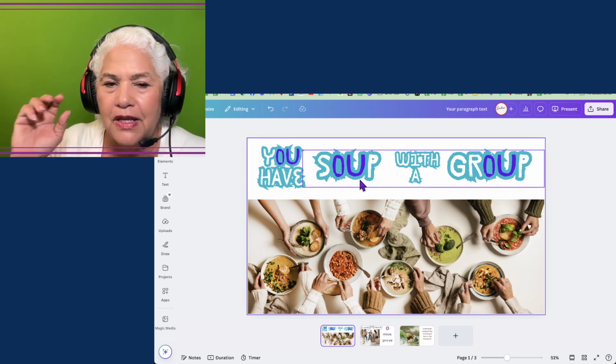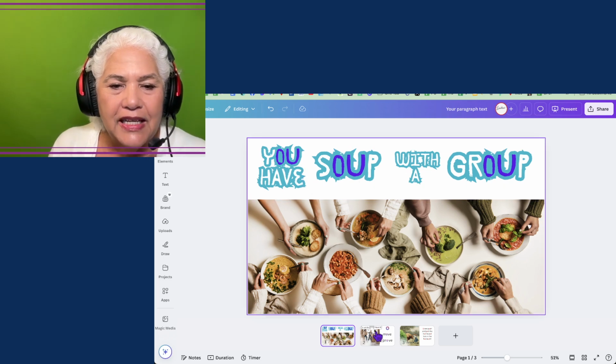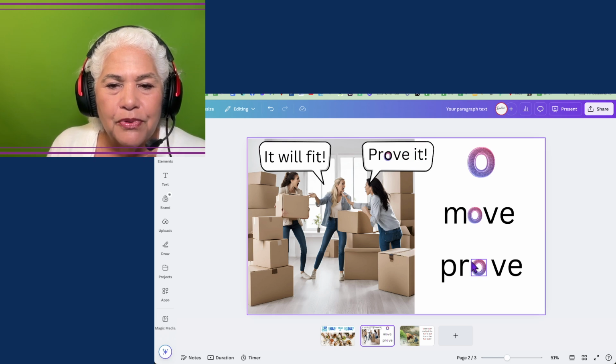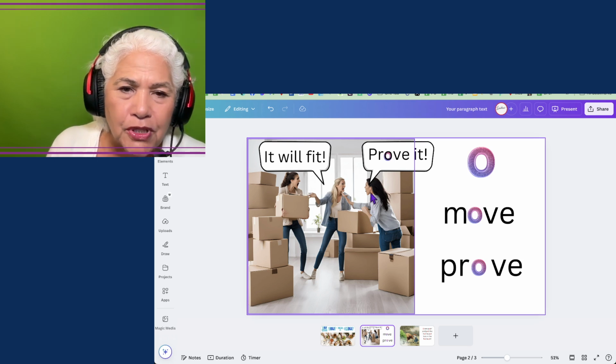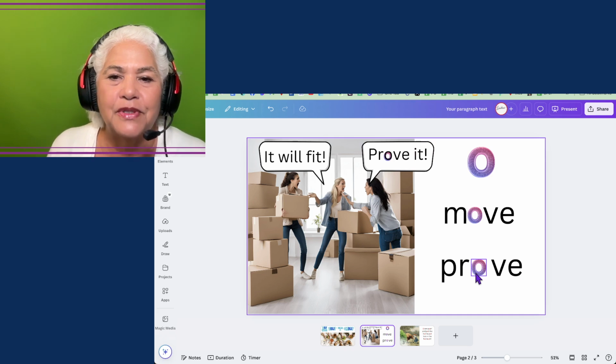So, a bunch of people, there's soup, a bunch of different types of soup. You will have soup with a group, and we spell it with the OU. Then I give them a picture for the words move and prove, with just the O, and they're arguing. It'll fit. Prove it. And so when you move, you might have to prove that it will fit.